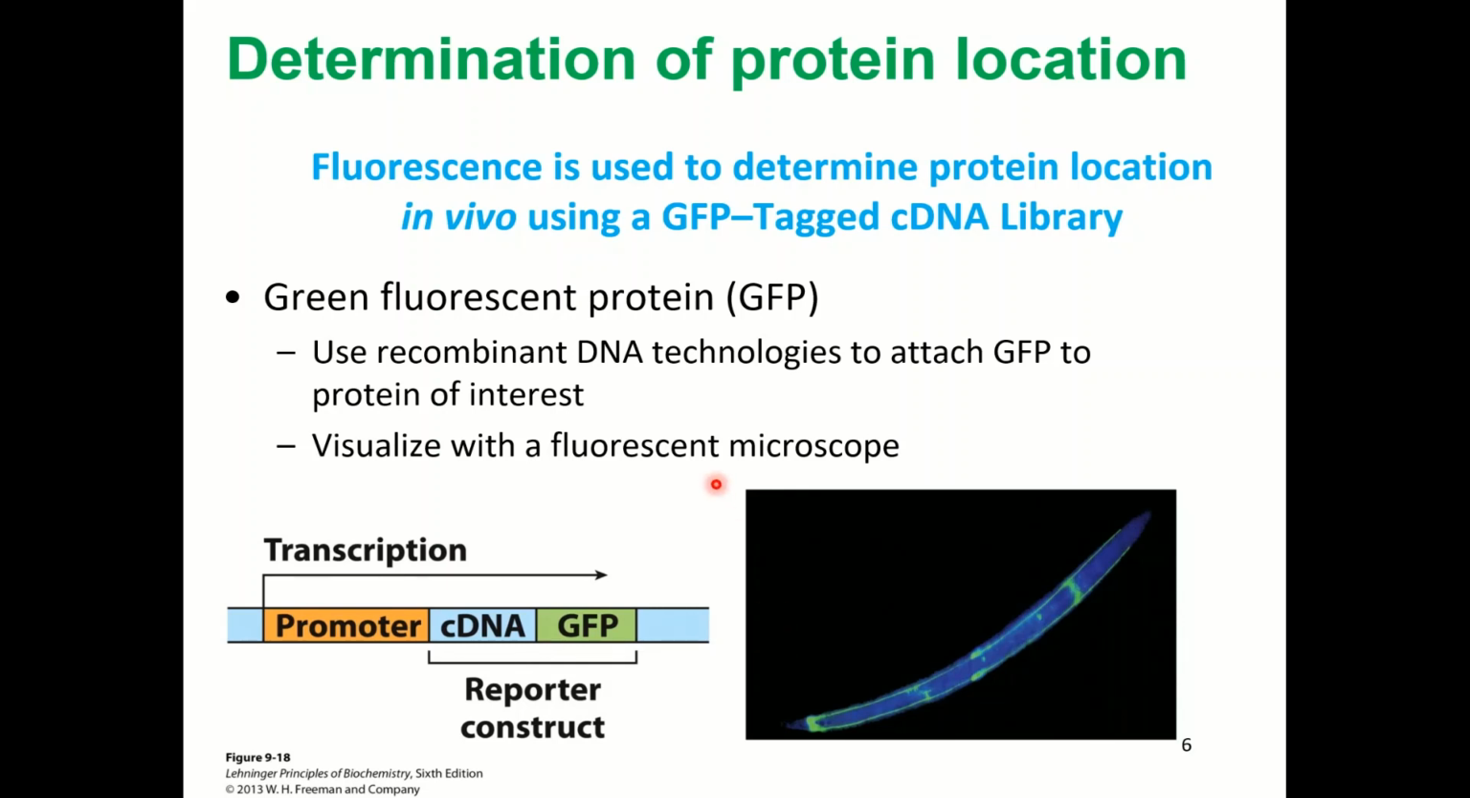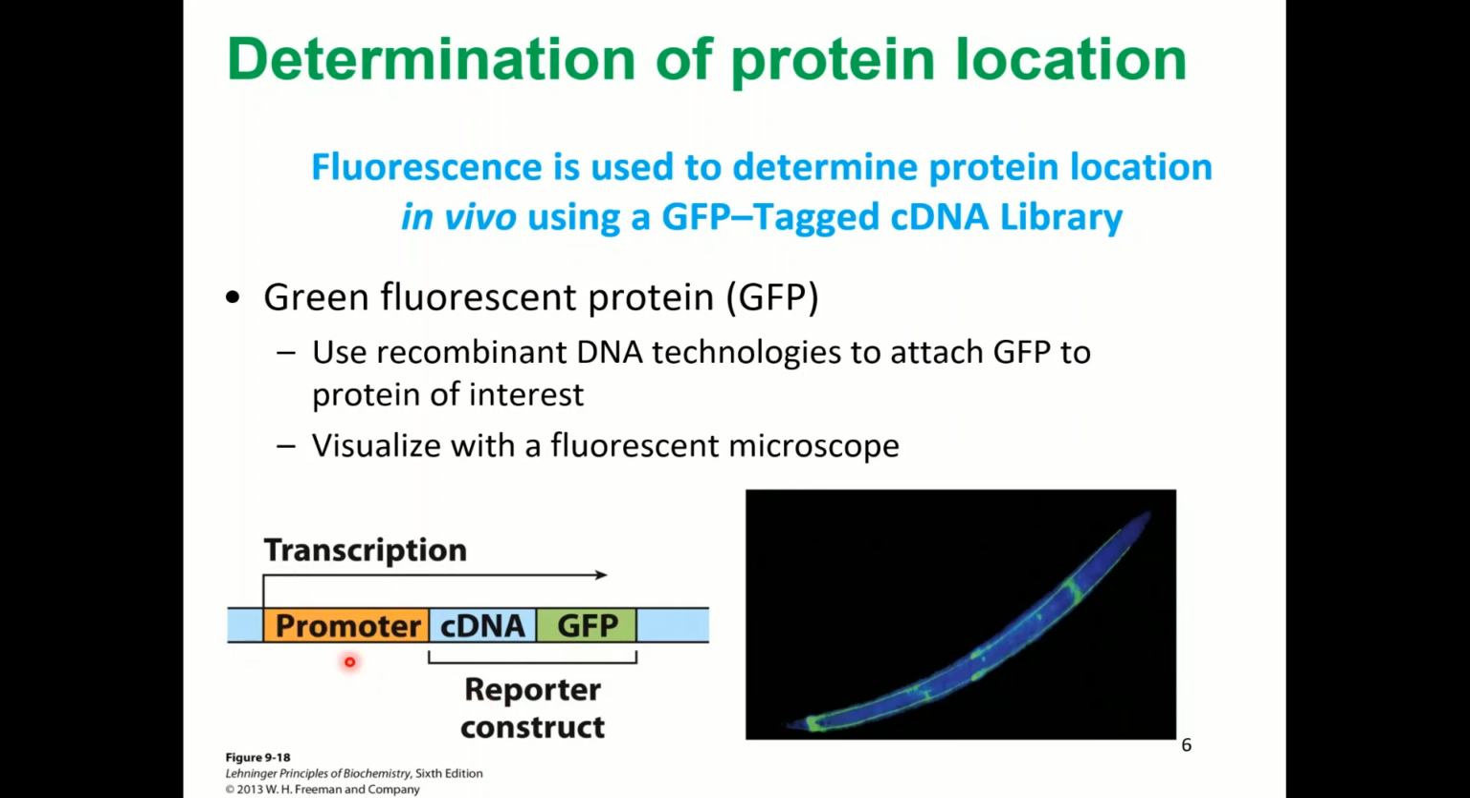Okay. Determining protein location. Fluorescence is used to determine protein location in vivo using GFP, or green fluorescent protein, tagged to a cDNA library. GFP stands for green fluorescent protein, and you can use recombinant DNA technologies to stick a GFP sequence to the protein that you're interested in. And you can visualize it with a fluorescent microscope.